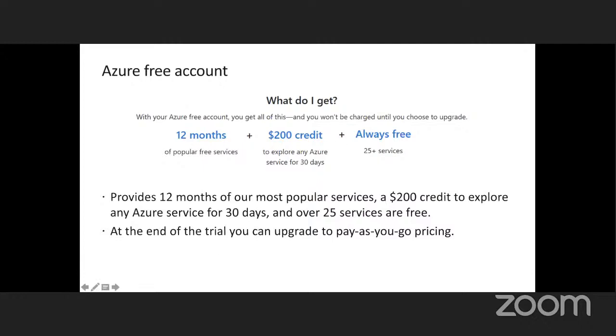So why do they give you $200? Because you're gonna explore the services, and some of them are paid, right? But Azure has your back because you have $200. After 30 days, the $200 are gone. You can still use the account, but you have to use the free services. If you want to use the services that are not free, for example, a virtual machine is not free, then you have to convert your account to a paid account.